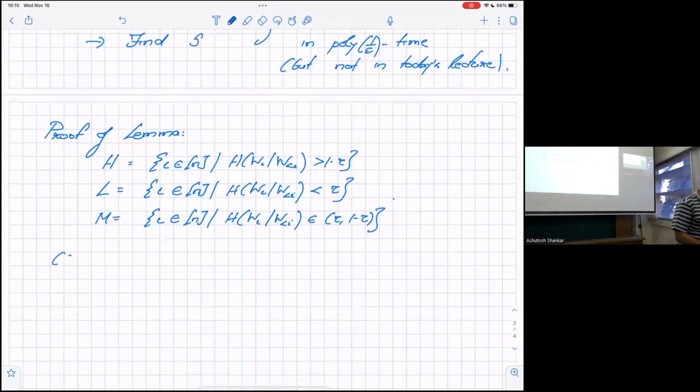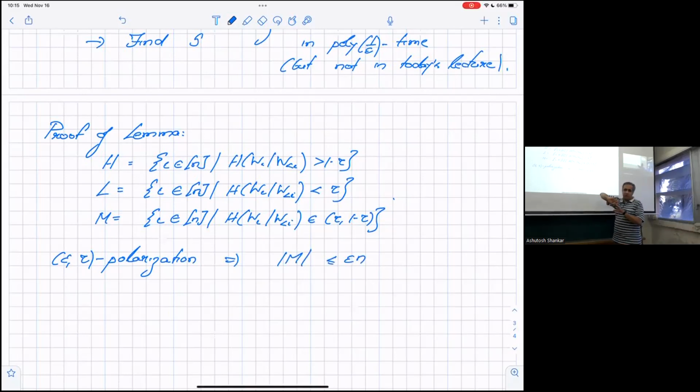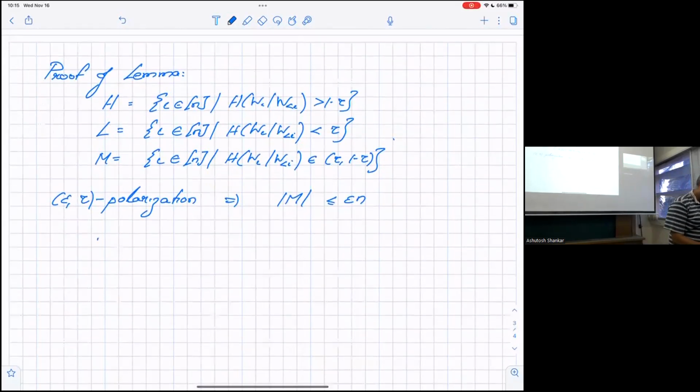Epsilon-tau polarization implies that the size of M is less than or equal to epsilon n. That's what it means: most of the bits become extremely predictable or extremely unpredictable. But what other facts do we have? The size of H plus size of L plus size of M certainly is n. Shouldn't the hard one be first? Otherwise you're ignoring the conditional entropy.